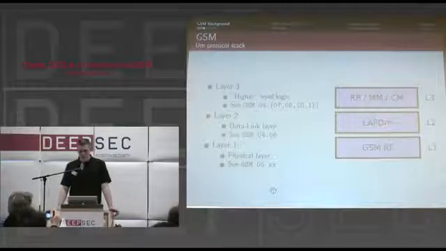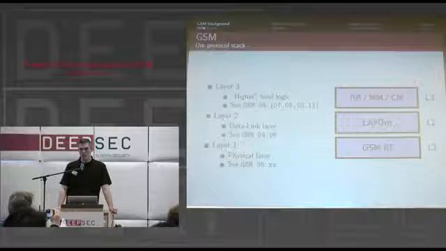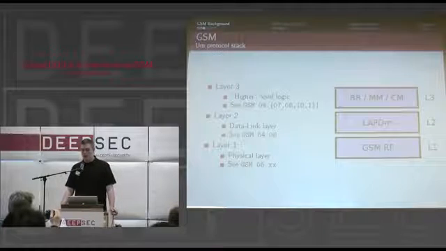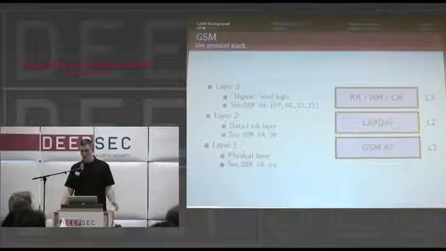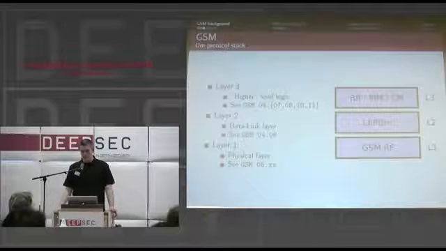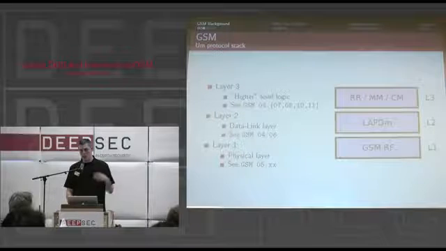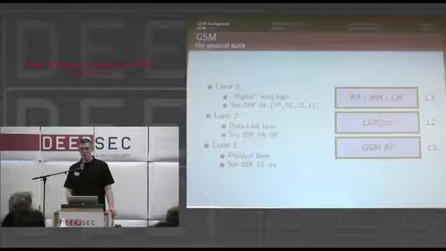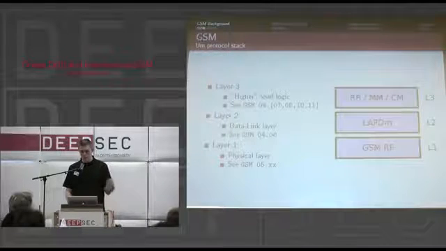So this is what the GSM protocol stack looks like. At layer 1, you have what's called the physical layer, then the data link layer, which is called LAPDm, but we won't talk about this here. And then finally, the highest level is layer 3, which implements all the various control.